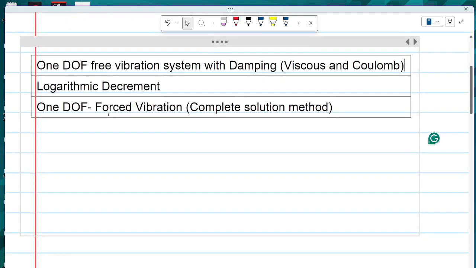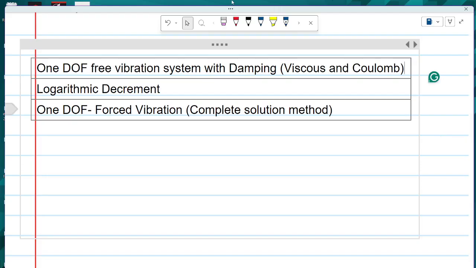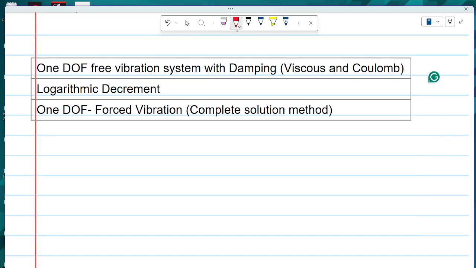In this lecture, we are going to focus on a 1 degree of freedom free vibration system with damping, and there are two different types of damping: viscous damping and Coulomb damping. Obviously, when there's a damping, we know what the damper does. A damper dissipates energy. It takes the energy out of any vibrating system, so after some time there will be a reduction in the vibration amplitude, and slowly the system will move towards rest and become steady.